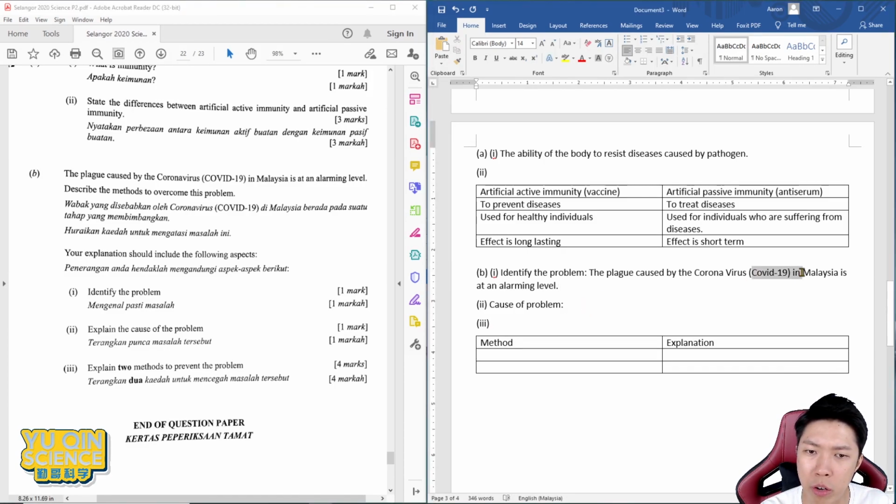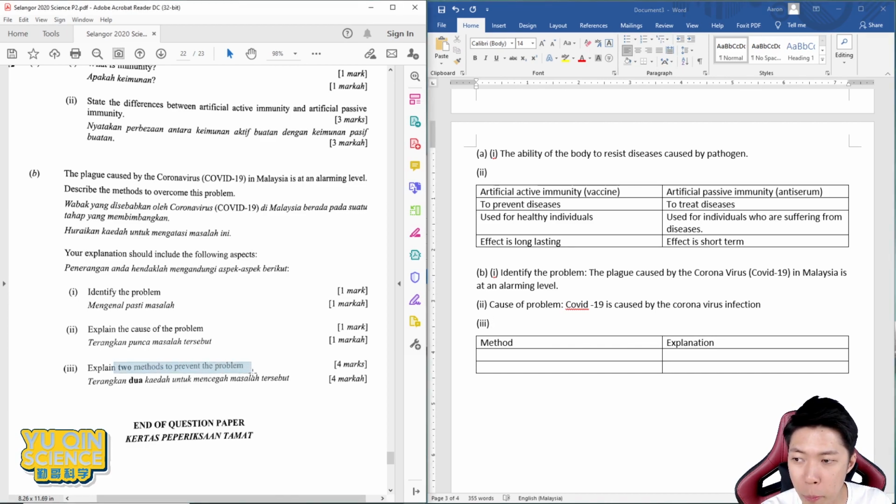Like next one, cause of problem. Why got COVID-19? COVID-19 is caused by the virus, coronavirus infection. Okay. COVID-19 is caused by the coronavirus infection. Like that. Number 3, explain 2 methods to prevent.